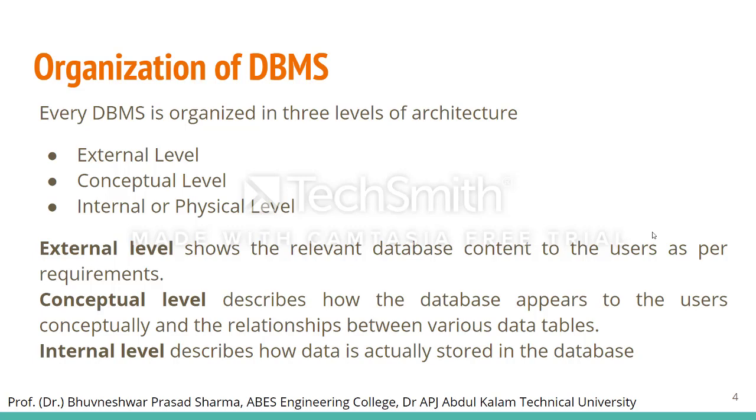Second is called conceptual level, which describes how the database appears to the users conceptually and the relationship between various data tables. And here we manage the records, and those records are accessed by the users as per their needs. And the last and lowest one is called internal or the physical level. Internal level describes how the data is actually stored in the database, or the physical level, or the disk. So we have the three views: external level, conceptual level, and internal or the physical level. This is how the database gets organized by some DBMS.